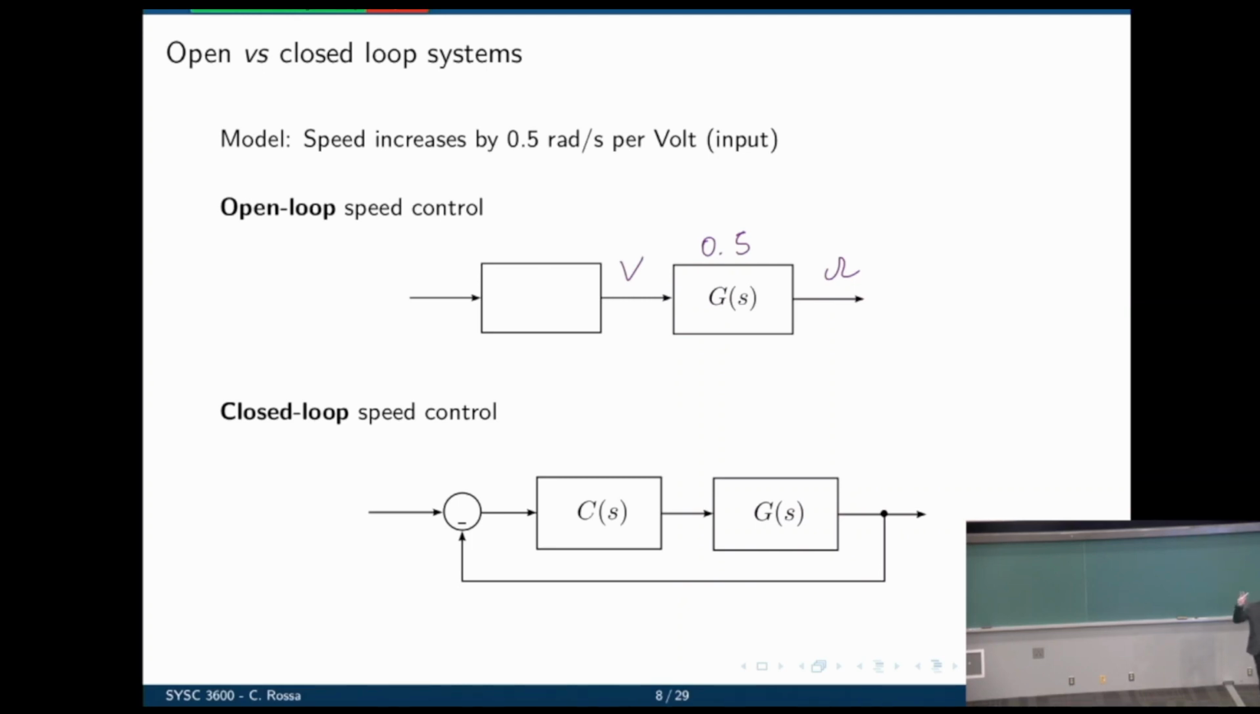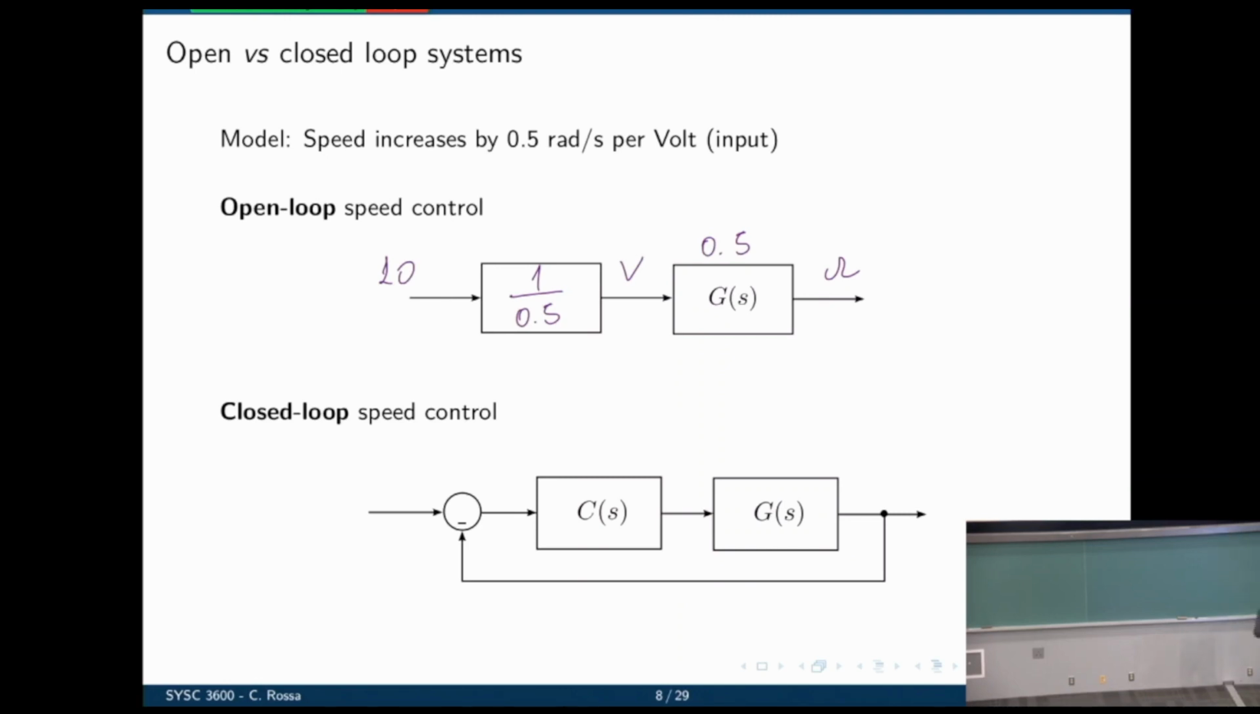Now the block there that is empty, that's our controller. Now we need to make a logic that will tell us how much voltage we need to apply to get to the speed we want. Let's say, for example, you want the motor to run at 10 radians per second. What voltage needs to be applied to the motor to get 10 on the other side? 20, right? It has to be 20, which means that there is a gain here, which is 1 over 0.5.